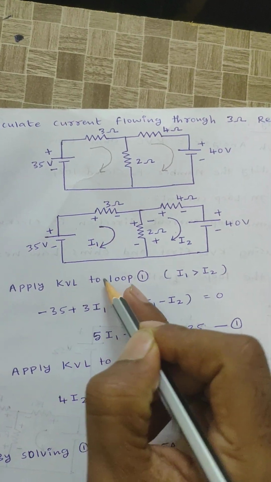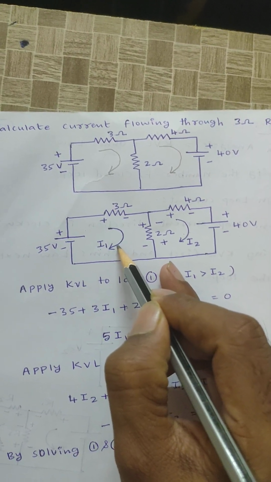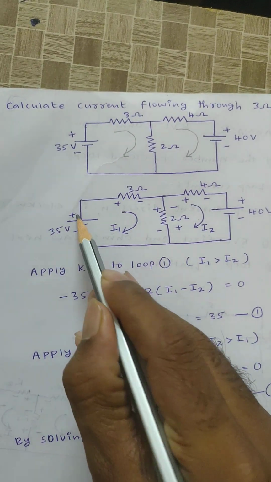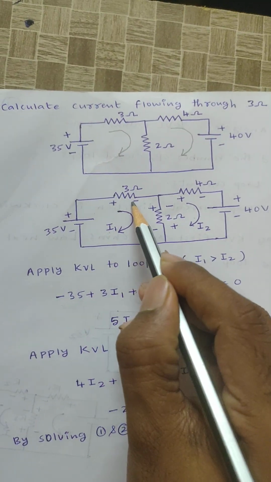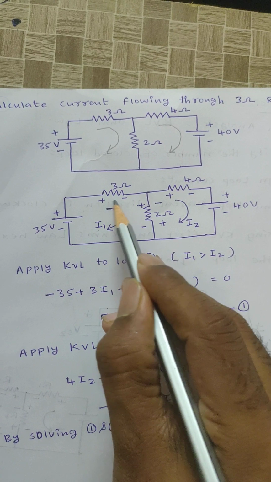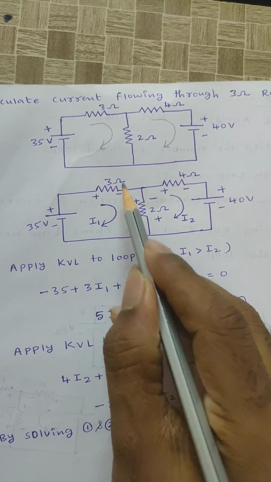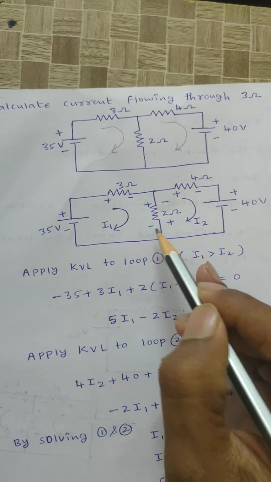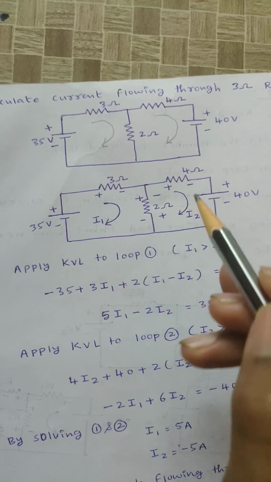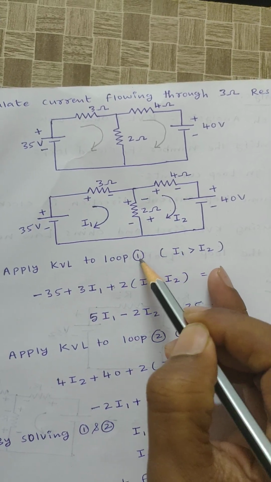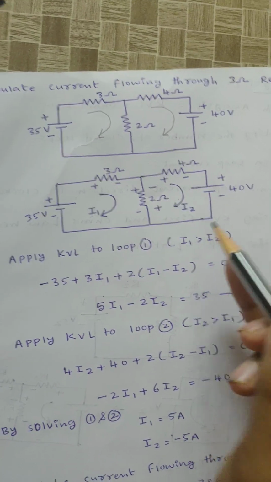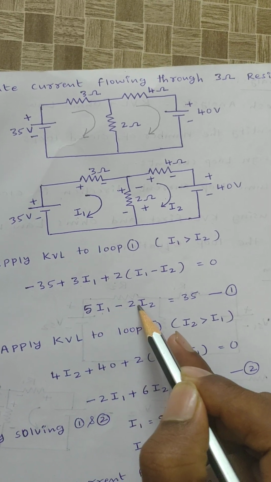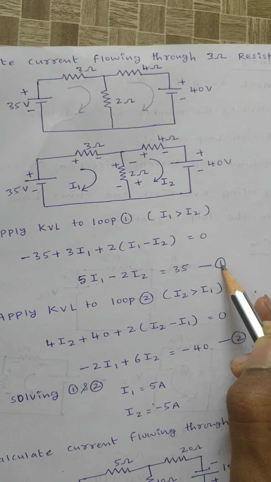Now apply KVL to loop 1. When we consider loop 1, the current magnitude is greater than the loop 2 current. That is, for minus plus, minus 35, for plus minus plus. Here KVL: the algebraic sum of all voltages in a closed loop is equal to 0. Voltage is nothing but the current flowing through that branch, that is I1 into 3, plus 2 into (I1 minus I2). Why? Because we are considering loop 1. If we simplify this equation, 3I1 plus 2I1, 5I1 minus 2I2 is equal to 35. Assume this is equation number 1.